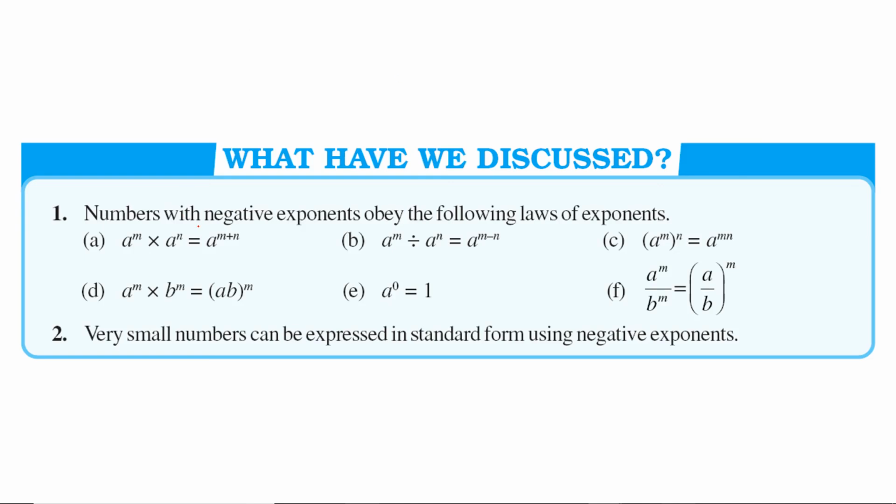So what we have discussed, numbers with negative exponent obey the laws of exponent, that is, if the bases are same, the powers are added. If the bases are same and there is division, powers are subtracted. If we have a power of a power, we can multiply the powers. If a to the power m and b to the power m, that is powers are same, bases are not same, we can multiply the bases and put one power. Anything to the power 0 is 1. If bases are different and powers are same, we can just write a by b to the power m. Very small numbers can be expressed in standard form using negative exponents.